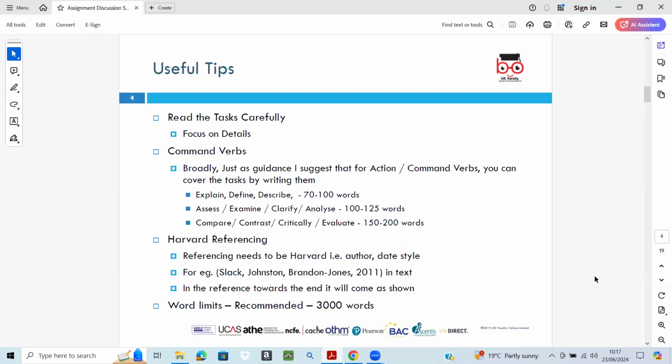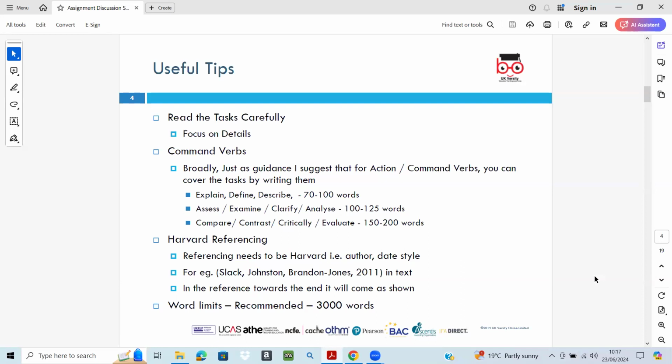For example, if the assignment brief says we need to explain something, we'll use the same command verb, explain. If it says analyze, we'll use the same command verb, analyze. We won't change it, and we need to tailor our response length according to the action verb to fulfill the task requirement effectively.